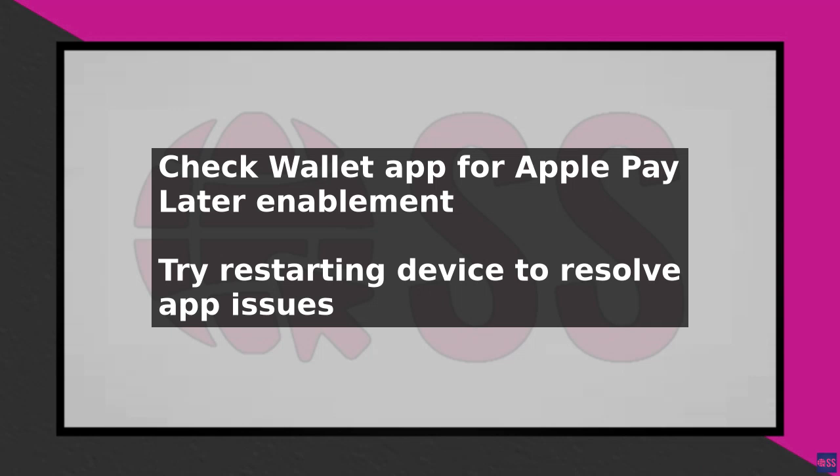If you have confirmed that your device and location support Apple Pay Later, check your Wallet app to see if it is enabled. Open the Wallet app, tap the plus sign in the top right corner, and look for Apple Pay Later. If you do not see it, tap Continue. Then tap Add Apple Pay Later.